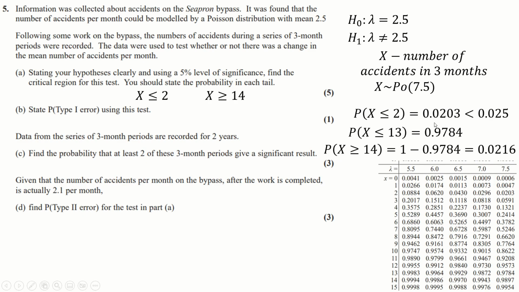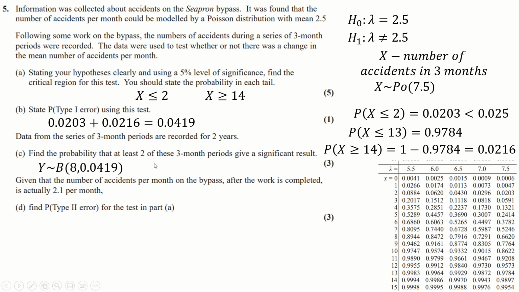Type 1 error is just this value here that you found for the low end plus this value here, which gives us this. Data from a series of 3-month periods are recorded for 2 years. Find the probability that at least two of these gives a significant result. Probability at least two of those.